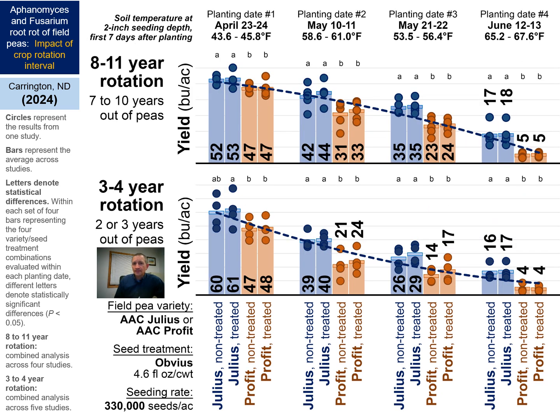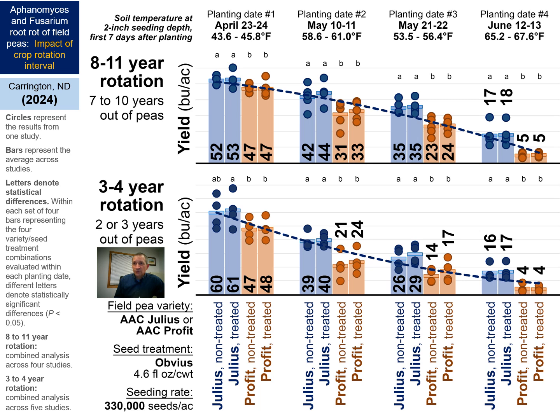What about yield? What do you see here? You see that with the 3 to 4 year rotation, you're doing okay on yield if you get it in early and you plant a tolerant variety. As you go to a broader rotation, the penalty for planting later drops. There's still a penalty to planting later, but it's not nearly as severe. So it's the same story we just saw with the wilt.